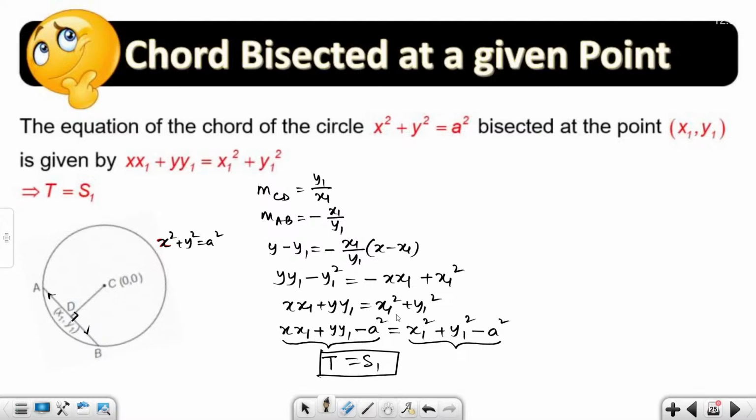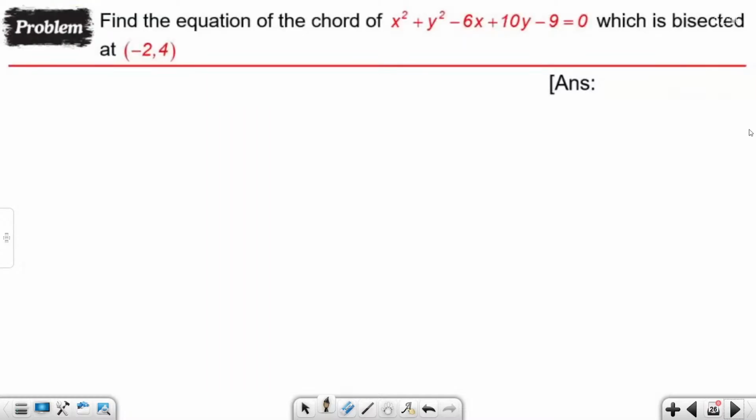Okay, let me do some problems based on this concept. This is a straightforward question. They have said find the equation of the chord of this circle which is bisected at -2, 4. What does this mean? x1 is -2 here and y1 is 4 here. This is the midpoint of that chord. So what will be the equation of the chord? We know that the equation of the chord bisected at a given point is t equals s1.